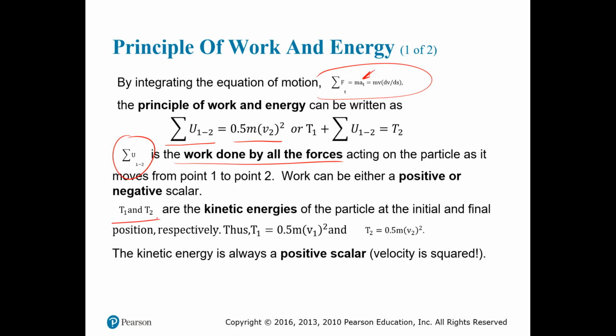When it comes to T1 and T2, those are the kinetic energies of the particle at the initial and final positions respectively. Therefore, T1 equals 1/2 of the mass times v1 squared, and T2 equals 1/2 of the mass times v2 squared. Kinetic energy is always positive, since it's a scalar value. I'm pretty sure we covered something like this in statics. But just remember, kinetic energy, by definition, is 1/2 of the mass times the velocity squared.